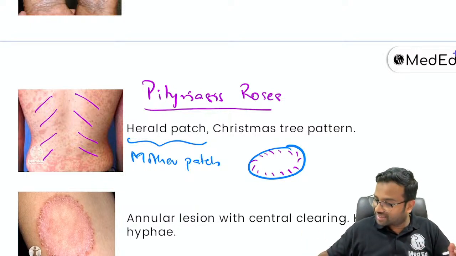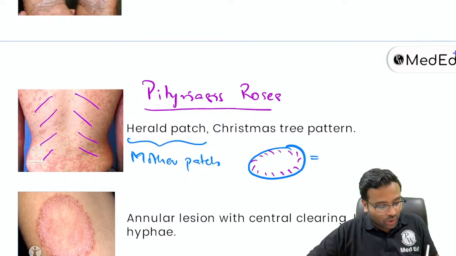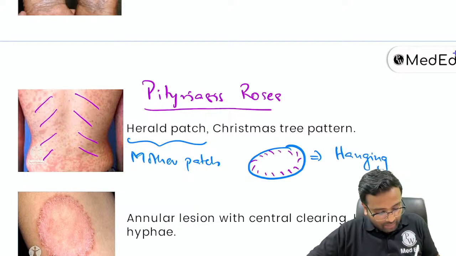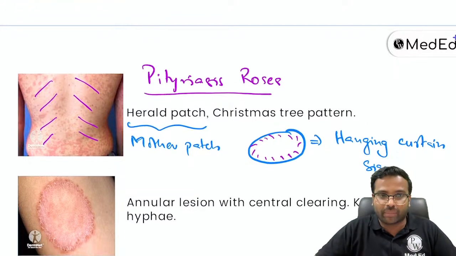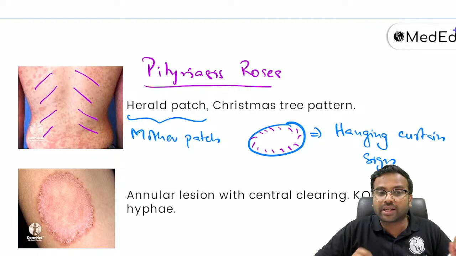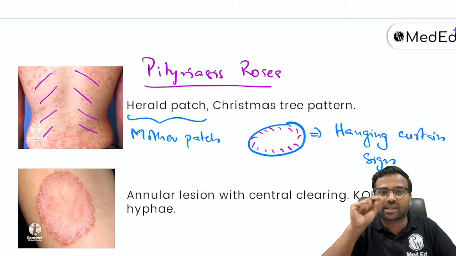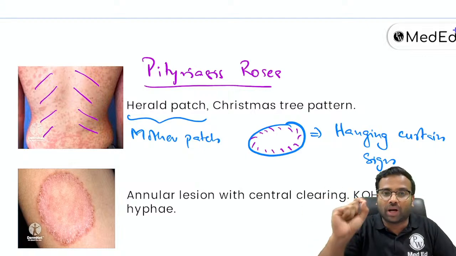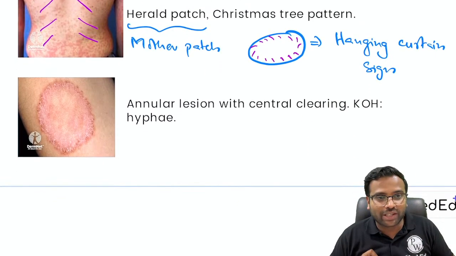Yes, very close to the answer. Can you answer it? What is this? The sign that is associated is called as the hanging curtain sign. It's called as the hanging curtain sign. Okay, that is about Pityriasis rosea. It's called as a hanging curtain sign. Christmas tree pattern can also be seen. The first lesion to develop is called as a herald patch or a mother patch. Clear? So now let's go to the next image now.